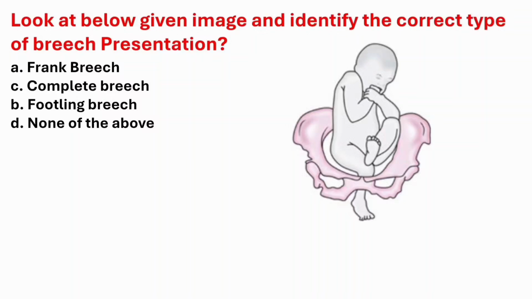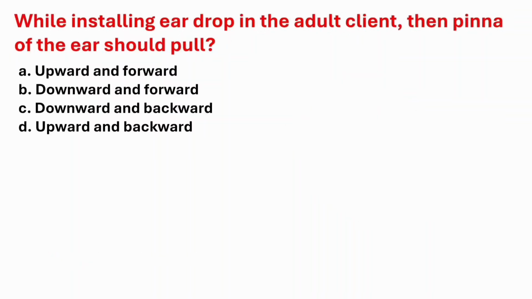Look at the below given image and identify the correct type of breech presentation. A. Frank breech. C. Complete breech. B. Footling breech. D. None of the above. The correct answer is option B. Footling breech.